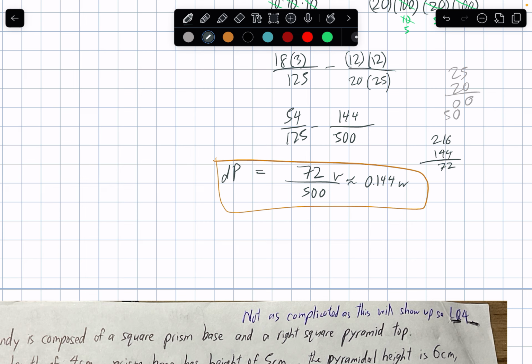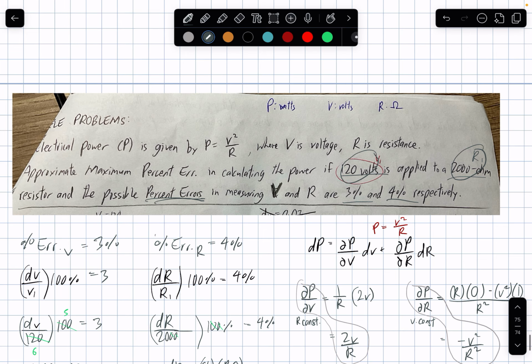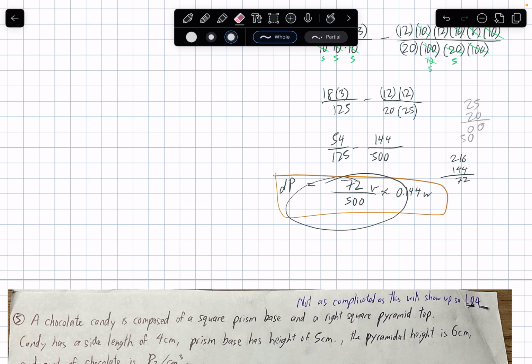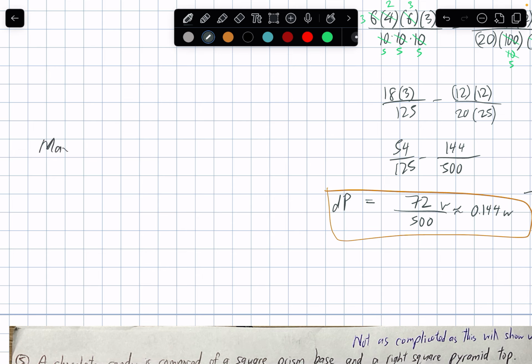Okay. Now, we were able to identify the maximum percent error in calculating the power. Are we? No, I don't think we have yet. But what we were able to find is instrumental in finding out what that value is. The maximum percent error of the power is going to equal dP over P1 times 100%.